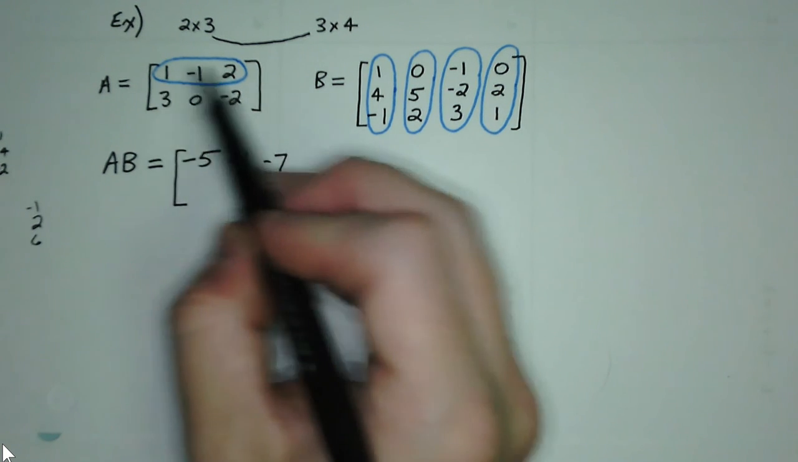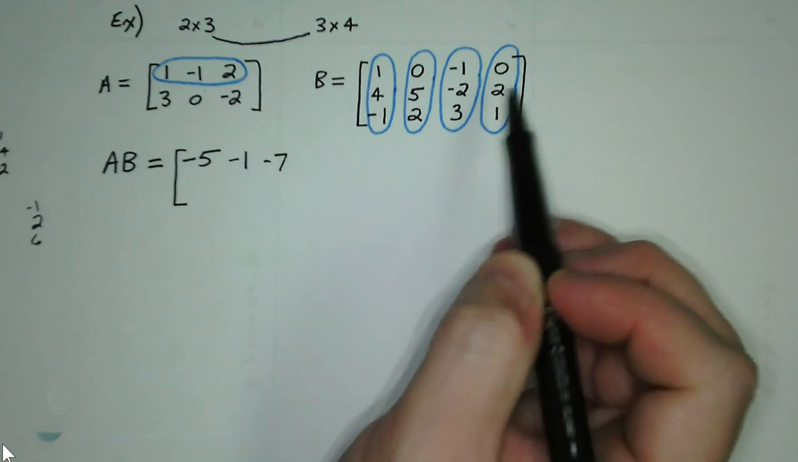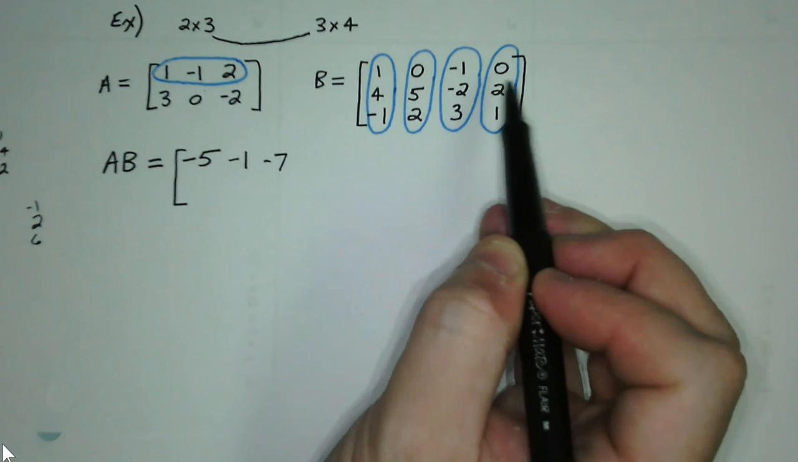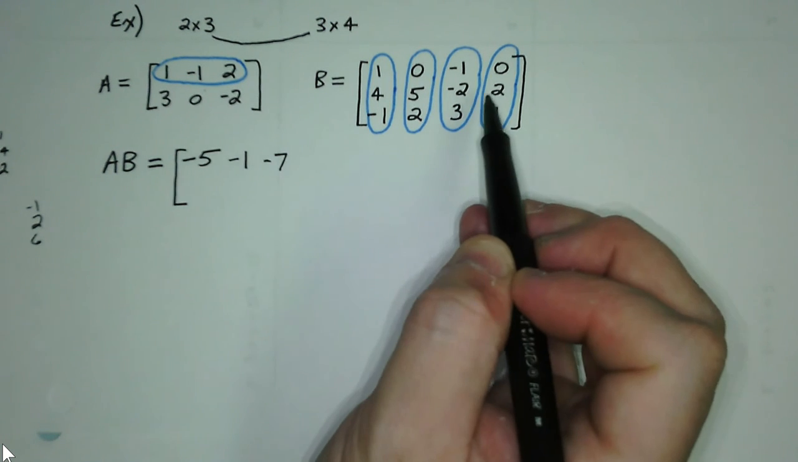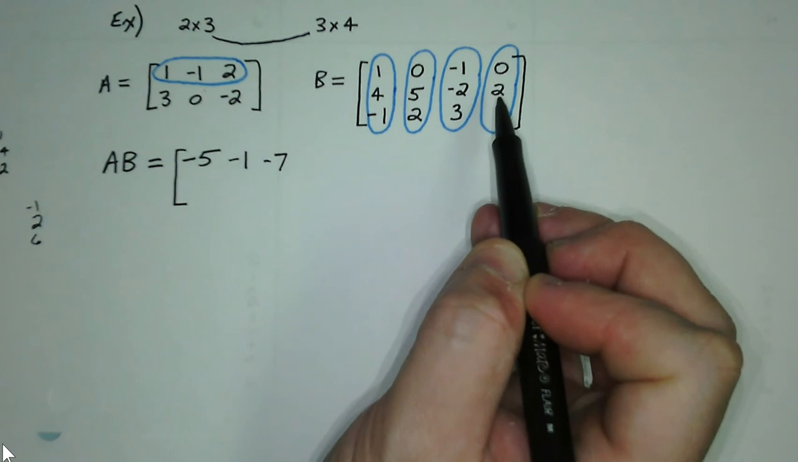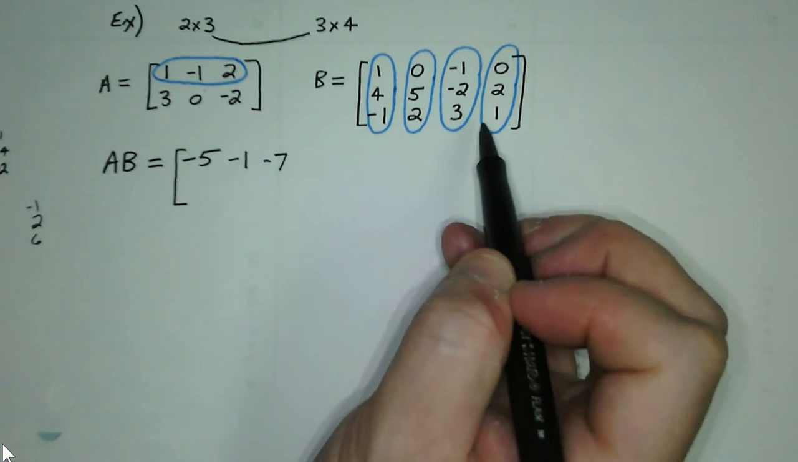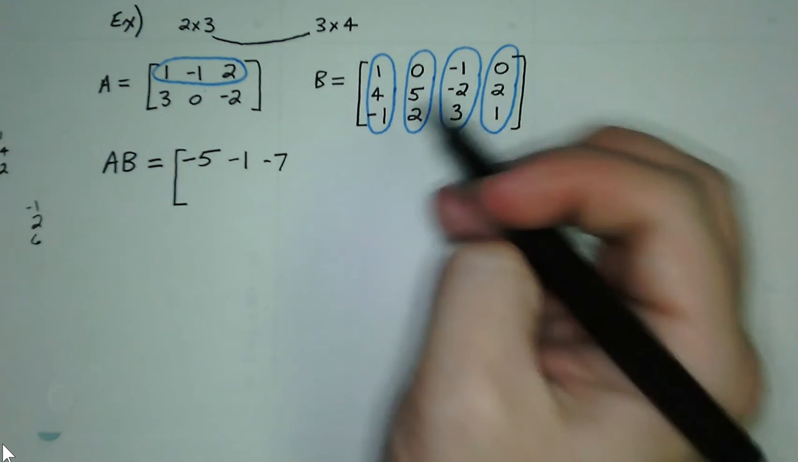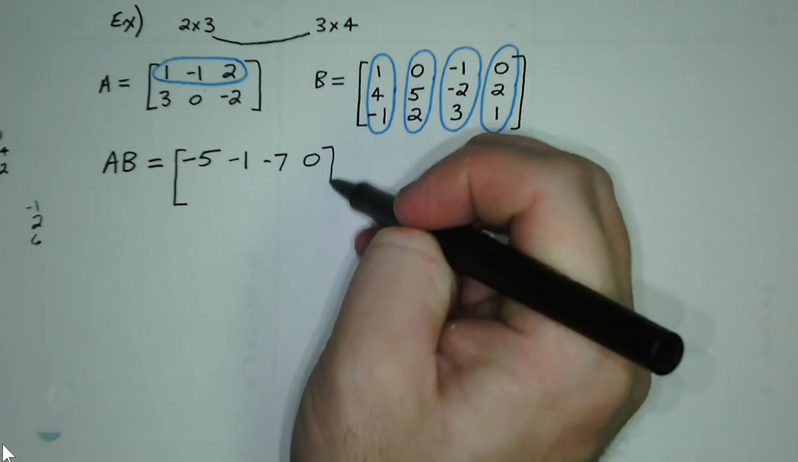And then we got to do row 1 times column 4 to get this spot. Row 1, column 4. So 1 times 0 is 0. Negative 1 times 2 is negative 2. 2 times 1 is 2. So we got negative 2 plus 2. So 0.